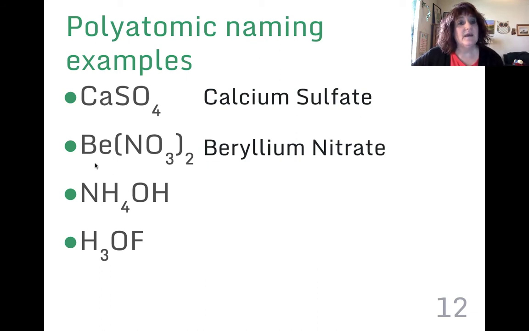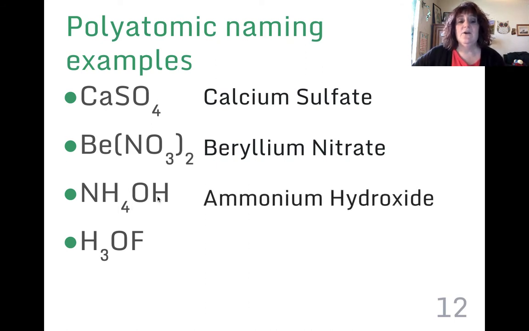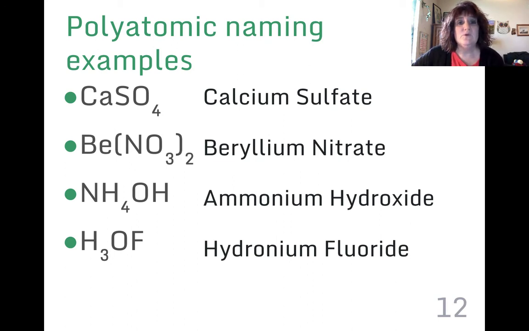This one has 4 capital letters, so it's got 2 polyatomics in it. NH4 is a polyatomic, and it's a positive polyatomic of ammonium. And OH is your negative polyatomic of hydroxide. Finally, then we have H3OF. Well, H3O is one of your other 2 positive polyatomics. So it is hydronium, and your F uses the element root-ide system of fluoride.